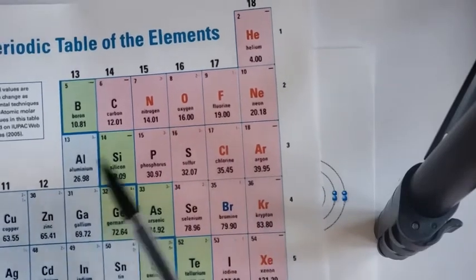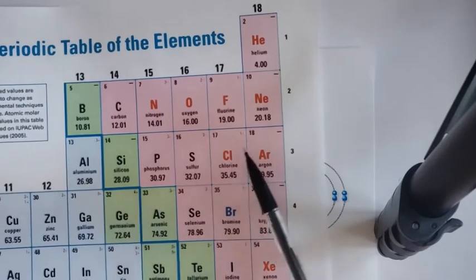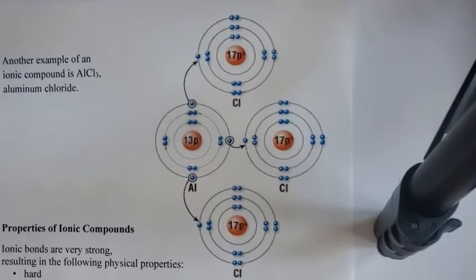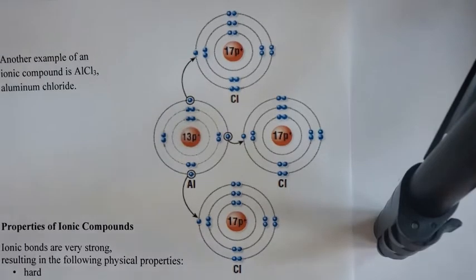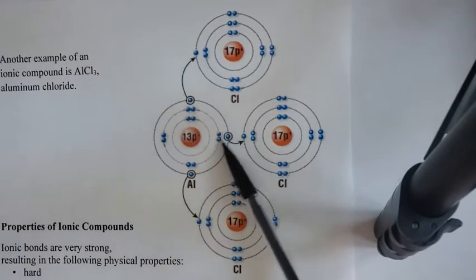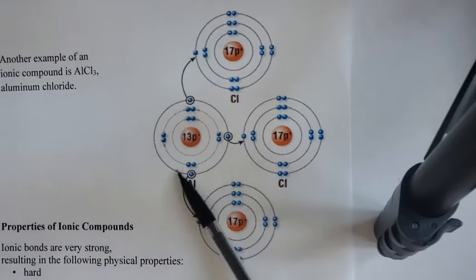So 1 chlorine and 1 aluminum is not going to work. But if I had 3 of these, it would actually work. So I just want to look at this picture. What's happening is this electron goes to 1 chlorine atom. This one goes to a different chlorine atom. This one goes to a 3rd chlorine atom.